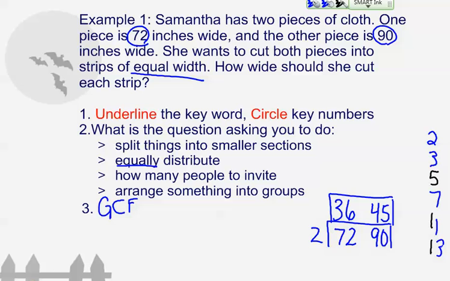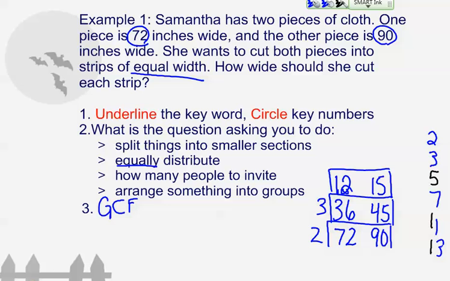We cannot use 2 again. 2 doesn't go into 45 because 45 is an odd number. It ends in the number 5. But 3 does work if you look at your times table chart. 3 goes into 36 12 times. That's my bad. And it goes into 45 15 times.